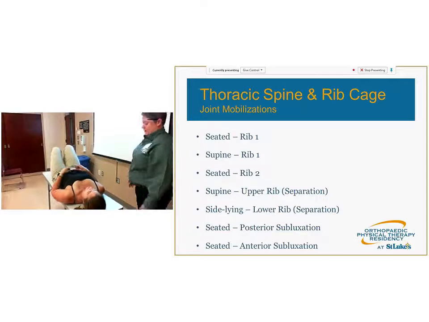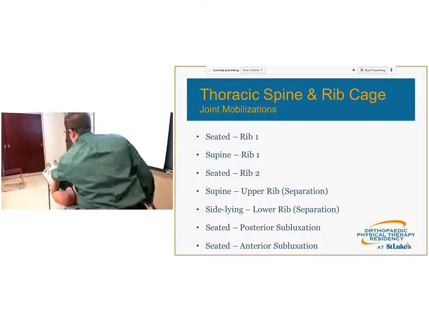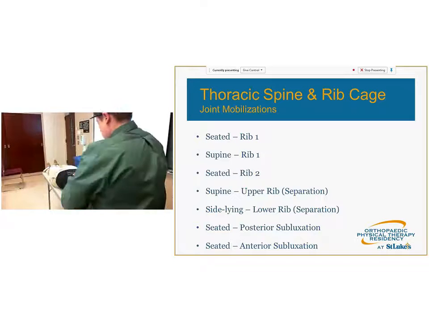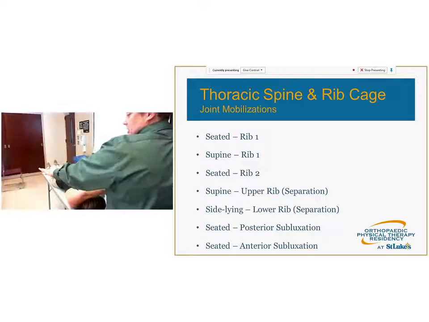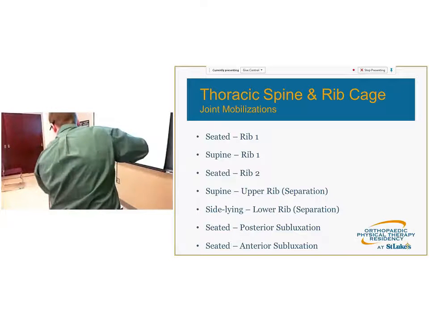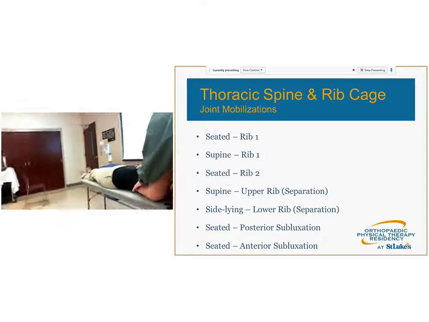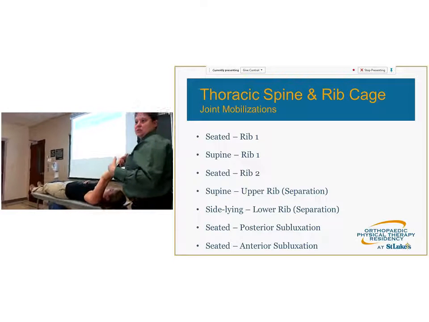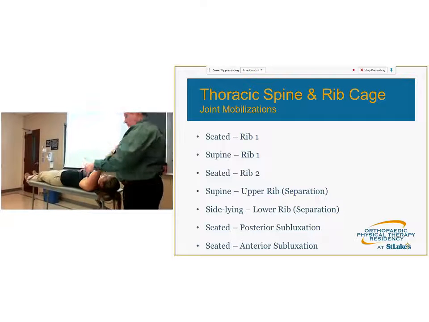This is the upper rib separation. So she's supine. Same thing. We're working with the arm here. So I'm essentially going to be pronating my hand using the web space, and I'm finding the rib. The same concept is the same: inhalation restriction, you're using the upper rib from your stabilization hand, and exhalation restriction would be the lower rib.